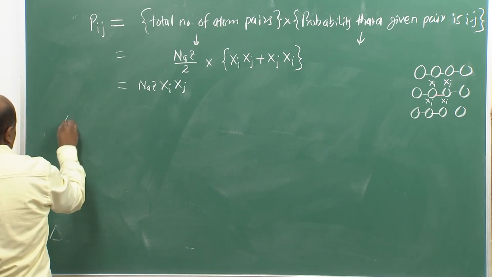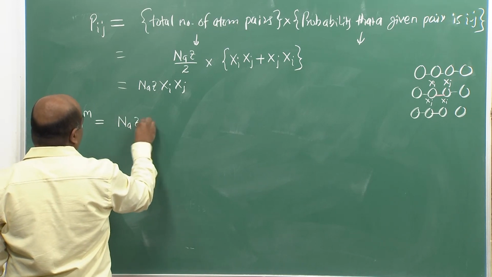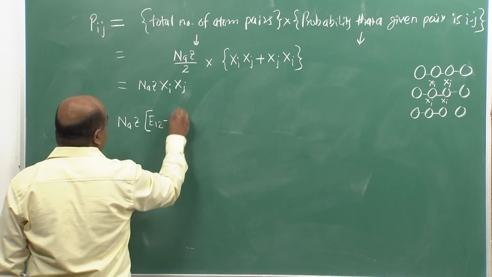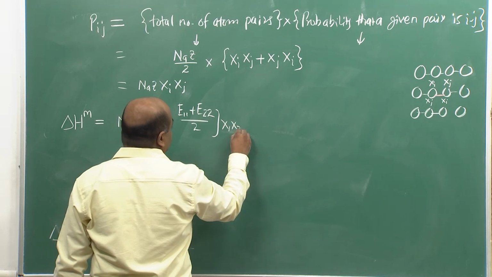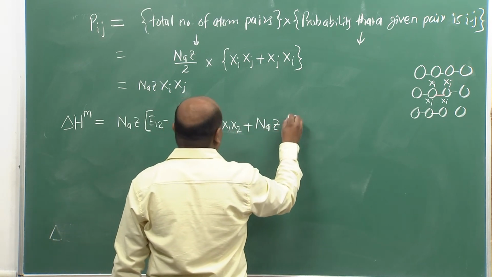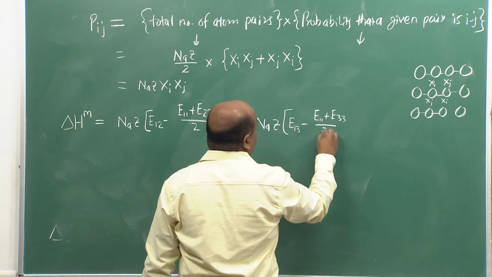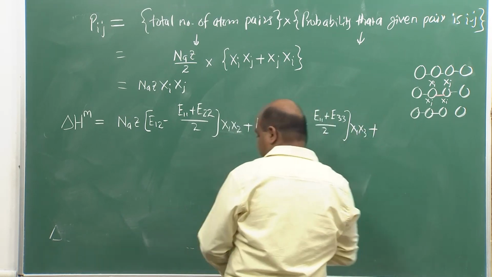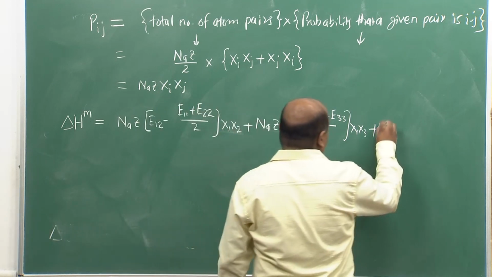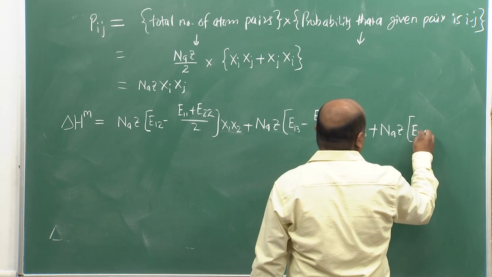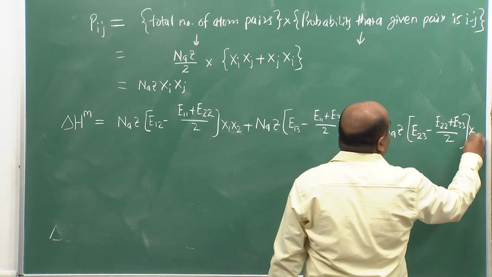So, we substitute there for ternary, we get delta Hm is equal to NaZ times E12 minus E11 plus E22 by 2 times x1 x2 plus NaZ times E13 minus E11 plus E33 by 2 times x1 x3 plus NaZ times E23 minus E22 plus E33 by 2 times x2 x3.